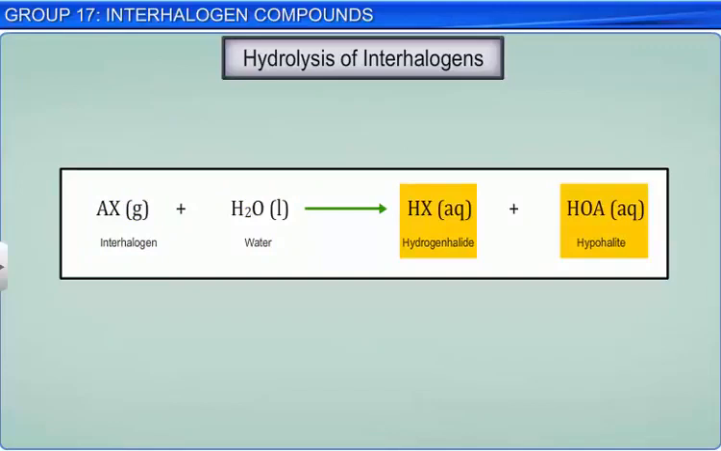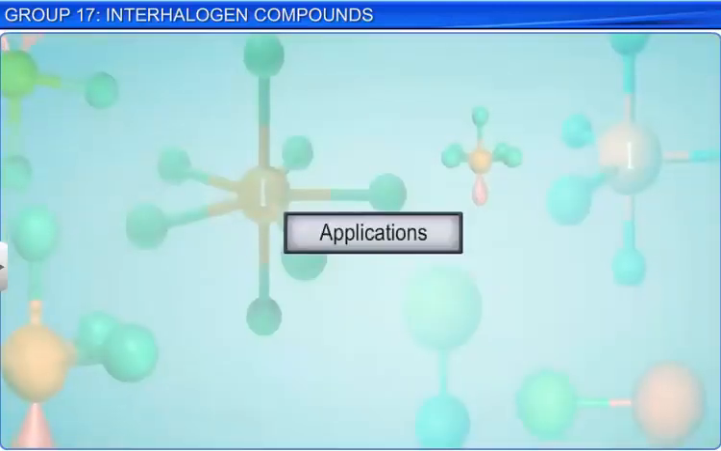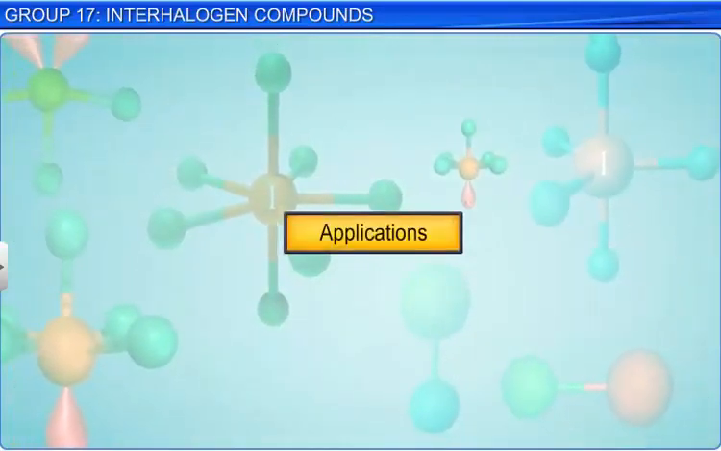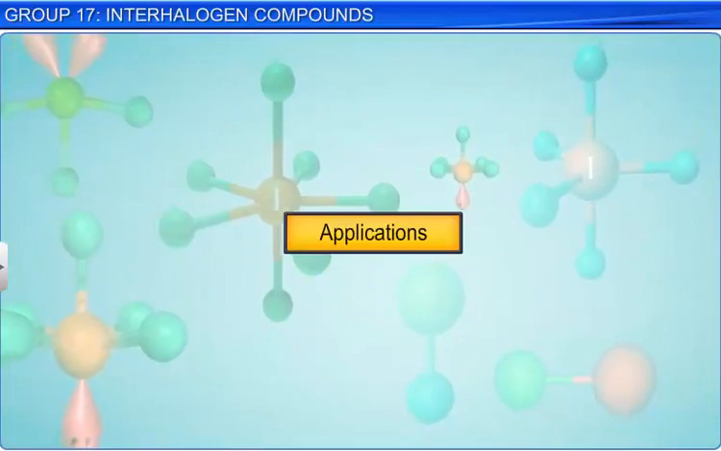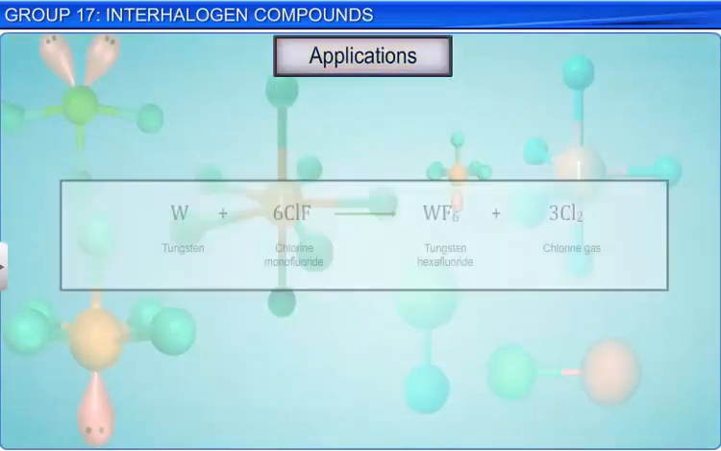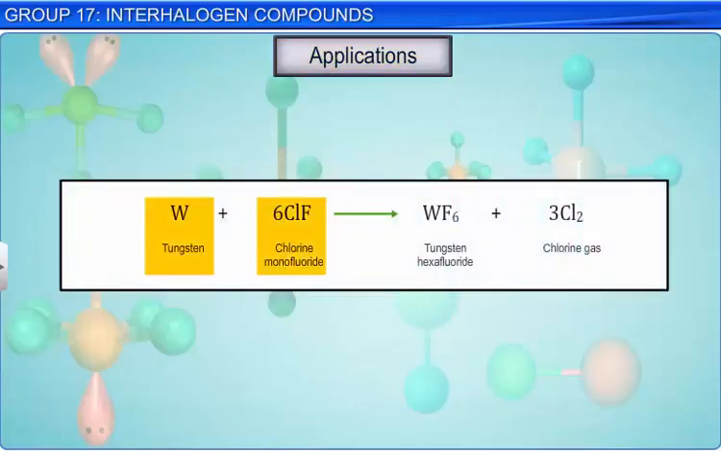These interhalogen compounds have many applications, such as halogenating agents. Example, tungsten reacts with chlorine monofluoride to form tungsten hexafluoride, releasing chlorine gas as shown in the equation.